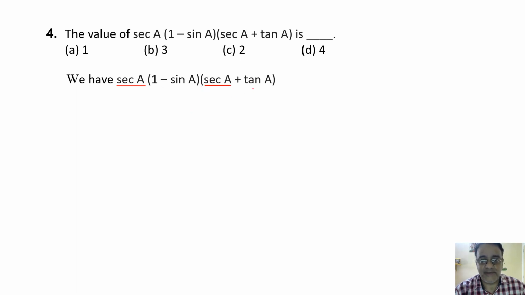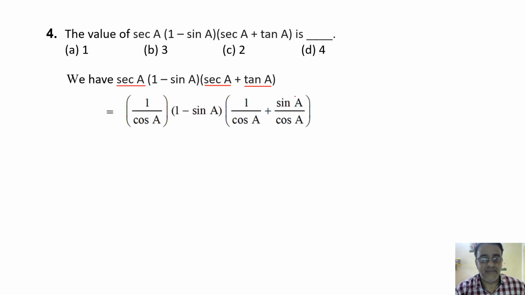So this also 1 by cos A. What is tan A? How will you write? Sin A by cos A. Sin A upon cos A. Very good. Now here we will take the LCM. Both the denominators are same, so this will be 1 plus sin A, and here already it is there 1 minus sin A upon cos A. When we multiply both, we will get this step.